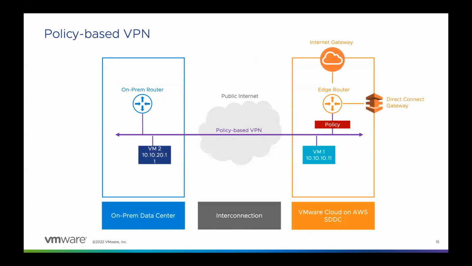Policy-based VPN works by creating a tunnel using the IPsec protocol to secure the traffic, and then it will apply a policy to an interface, usually an uplink port on the VPN endpoint, and that will be connected to the SDDC NSX Edge 1 or tier 0 router.